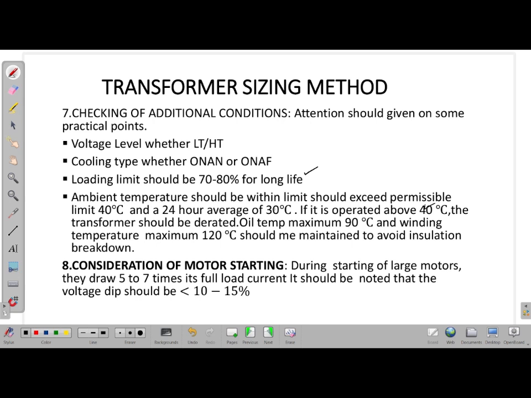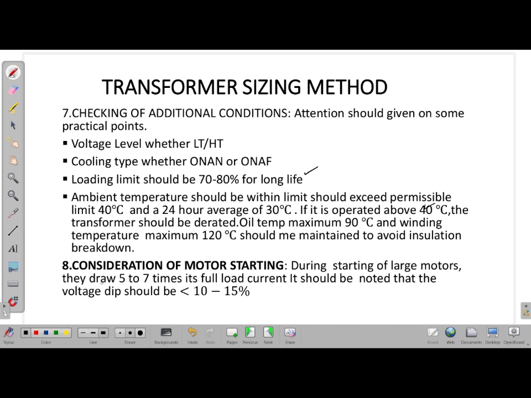Similarly, ambient temperature should be within the permissible limit, that is 40 degree centigrade maximum or 30 degree centigrade on 24-hour average limit. If it is operated above 40 degree centigrade, the transformer should be derated. And the oil temperature should be maximum 90 degree centigrade and winding temperature should be maximum 120 degree centigrade and should be maintained to avoid the insulation breakdown. Otherwise, there is a chance of insulation breakdown.